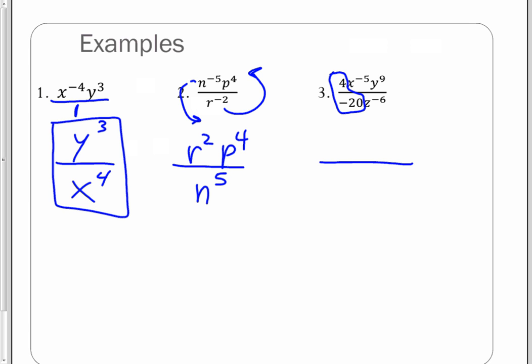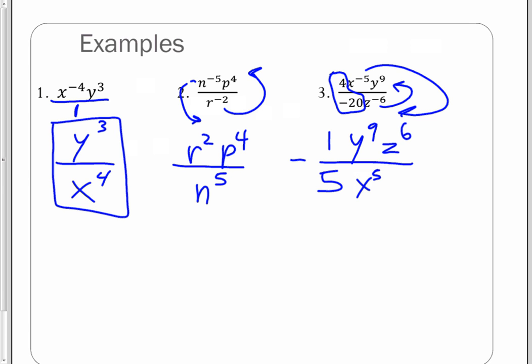If you had just 4 over negative 20, could you reduce that? So reduce it. What's 4 over negative 20? 1/5. That rule doesn't change. Now start moving things around. Where should the x go? Underneath. Where should the y go? Stays up there. Where should the z go? Up top.